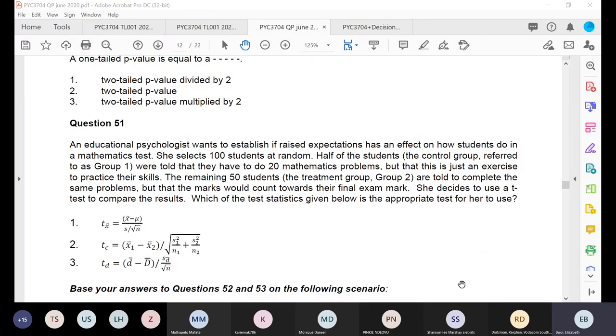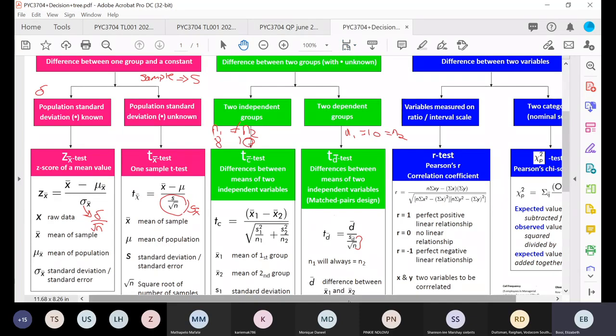But their marks will count towards their final marks. She decides to use a t-test to compare the results. Which of these two tests is she using? Let's go back. I want the answer from you now. Remember where I wrote with the red pen?